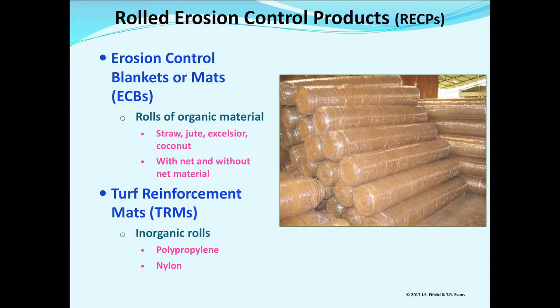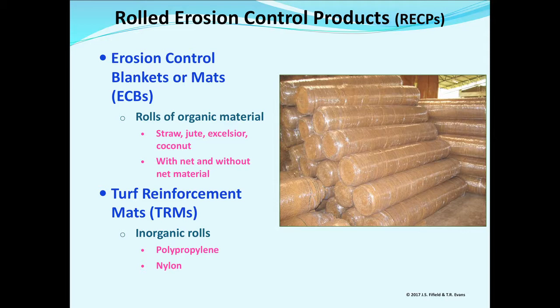Rolled erosion control products. This is the big title, so RECPs, and included in it are the multiple different items that make up the blanket world. I break it down into two different types. What I call erosion control blankets, and some people refer to them as erosion control mats. These tend to be your lighter weight. Most of the time they're made out of an organic material, and I'm actually going to go into these a little bit more, so I'm just going to point this out here. So it tends to be an organic material, and it can be a net or a netless material.